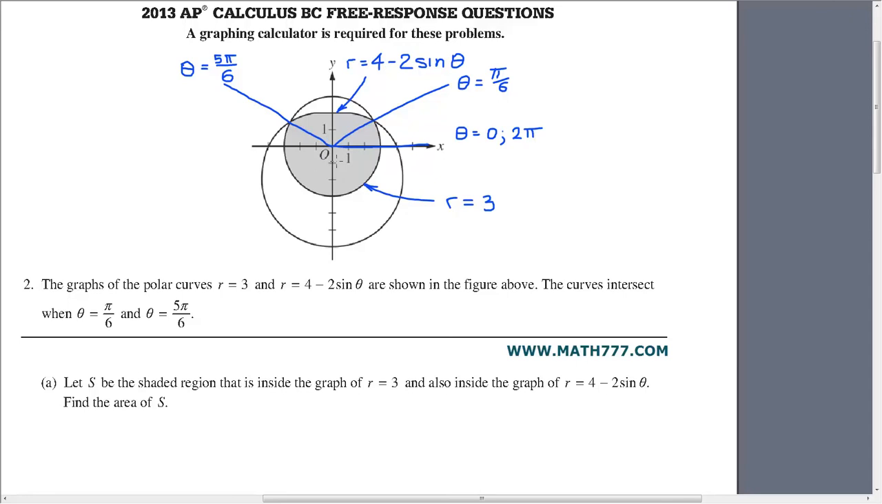So what I've done here is I drew some lines. The first line corresponds to theta equals pi over 6. The second line corresponds to theta equals 5 pi over 6. And then the third line corresponds to theta equals 0 and theta equals 2 pi. It's the same line.